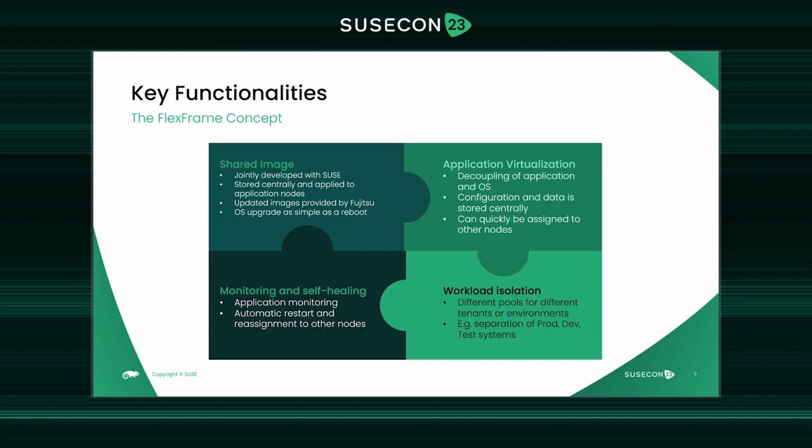So here we are taking a look at the key functionalities of FlexFrame that help us realize the motto, realize the vision of FlexFrame. So FlexFrame manages the whole SAP landscape using Fujitsu Primary servers, SUSE Enterprise Linux Server, shared storage based on NetApp, and Cisco switches for the networking. And here you can see 4 pieces of the puzzle. Of course, there are more pieces, but we have selected these as the most important ones.